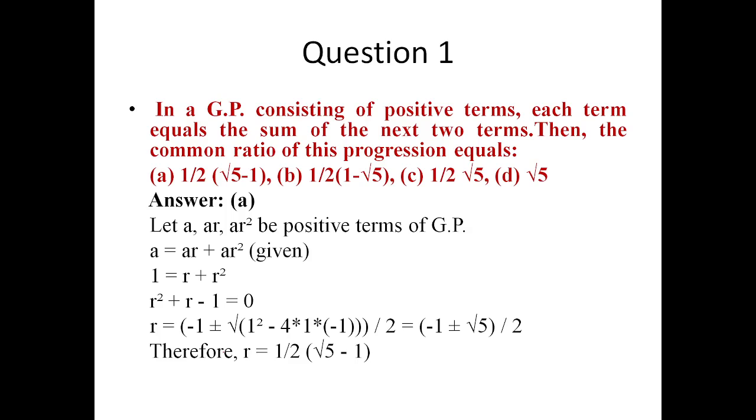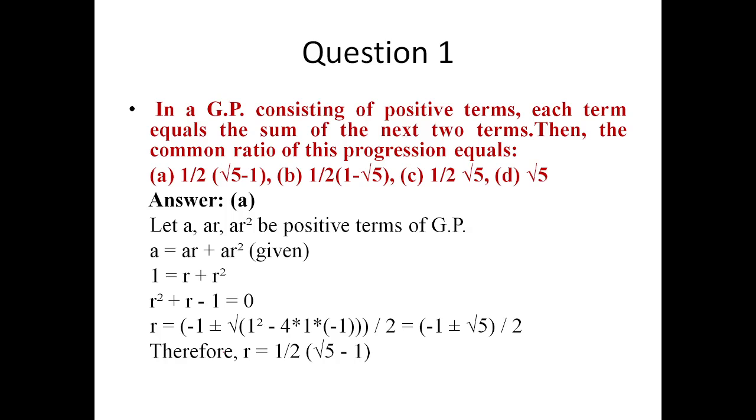Question number 1: in a GP consisting of positive terms, each term equals the sum of the next two terms, then the common ratio of this progression is equal to... Here it is given that each term equals the sum of the next two terms.